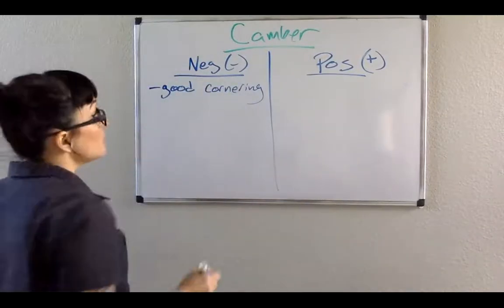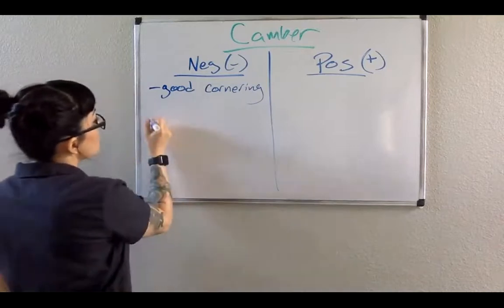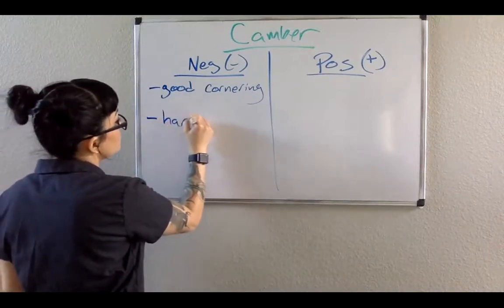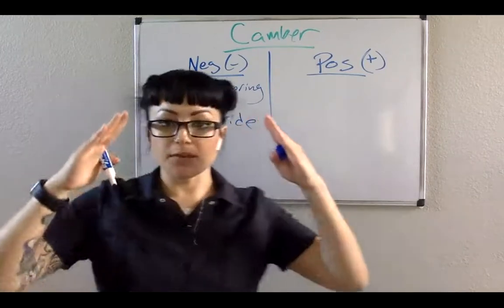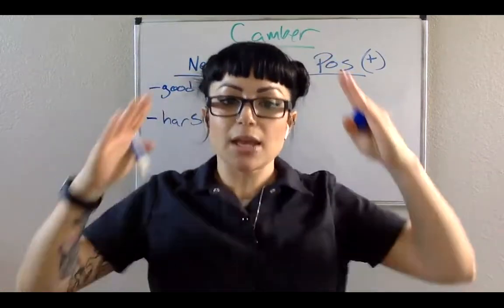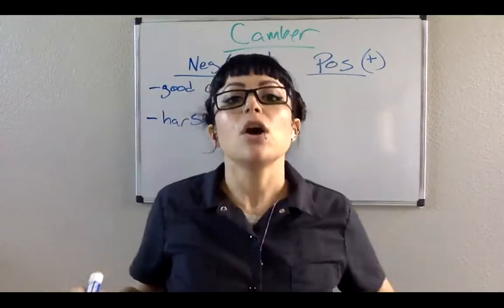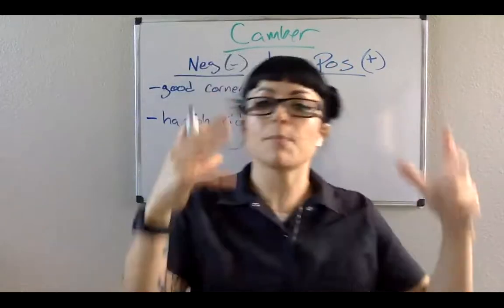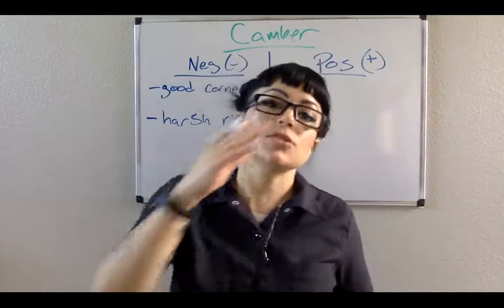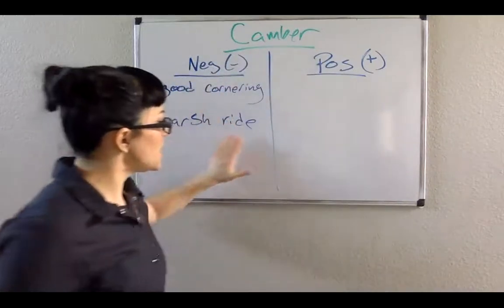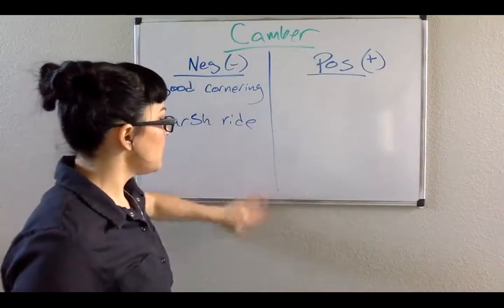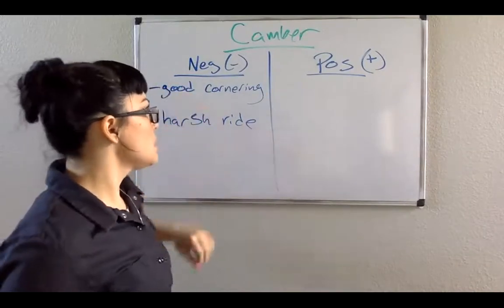The problem of negative camber is we get a harsh ride. The reason for this is that because the wheels are tilted inward, when we get any shock moving inward, we get that into the passenger compartment. That's the direction that it tends to go. I don't want to get too deep into that, I'll leave it at that. But those are pros and cons of negative camber.